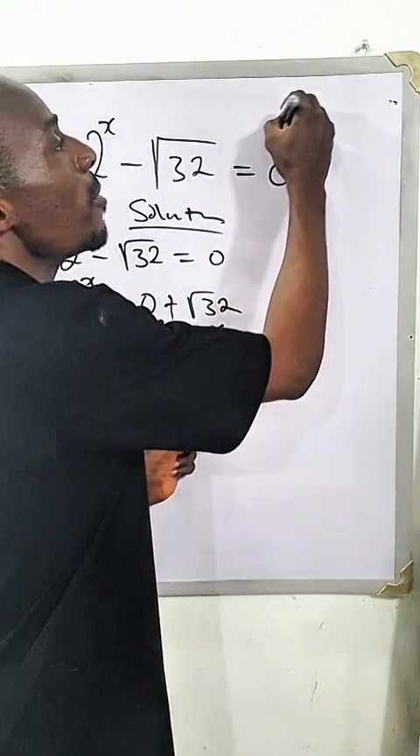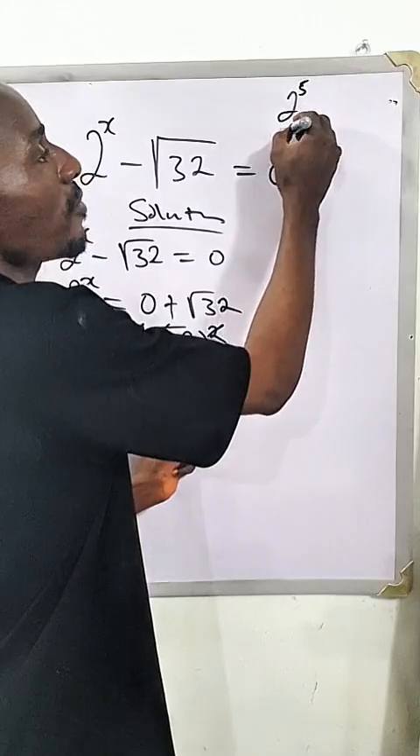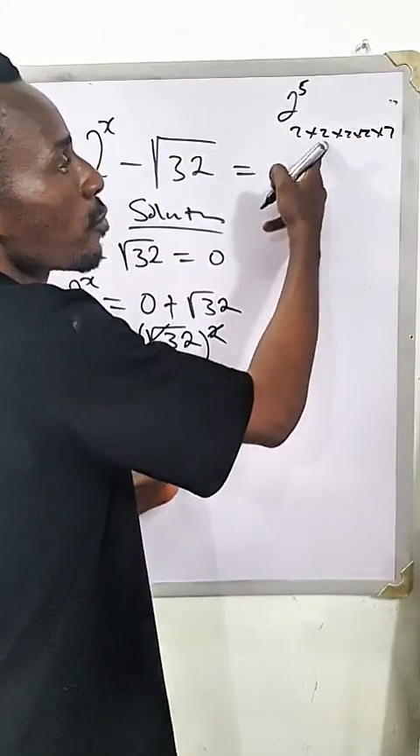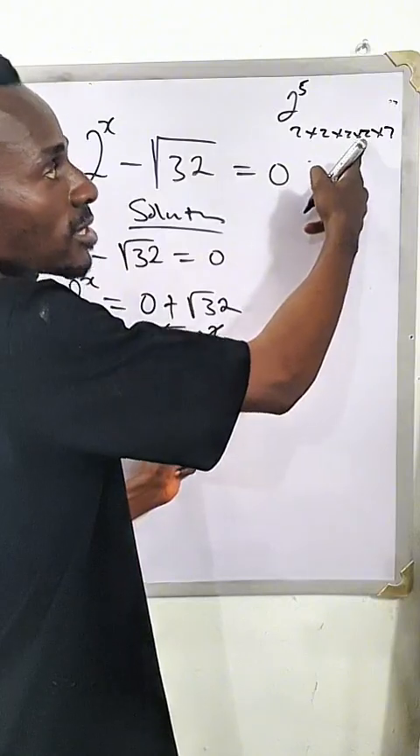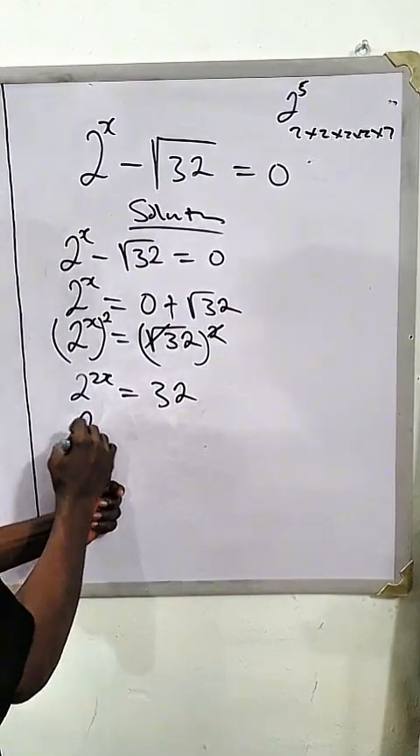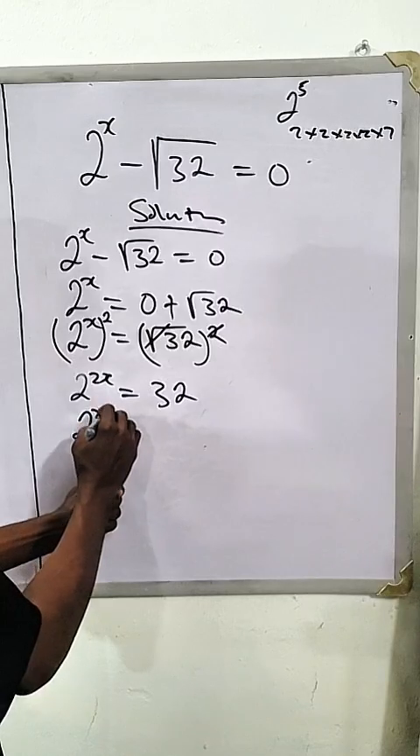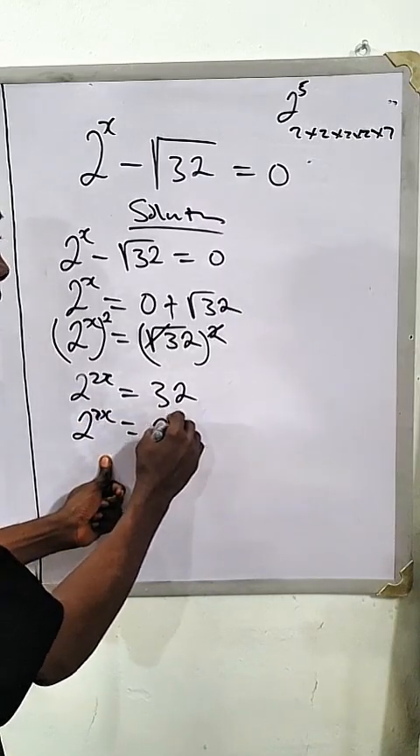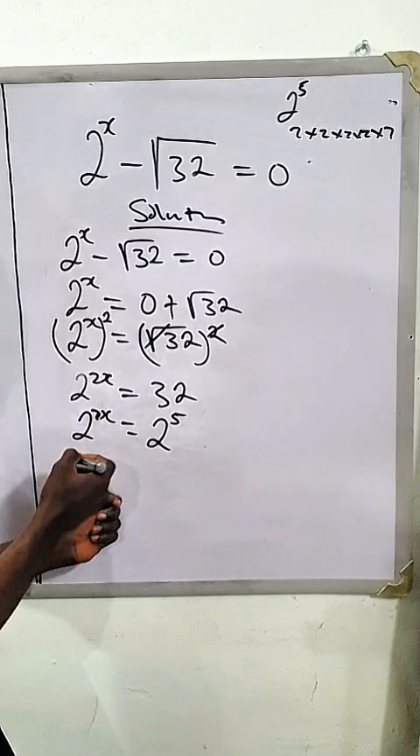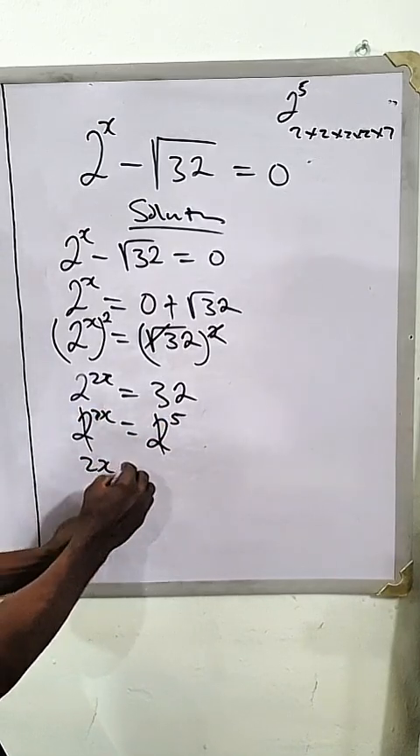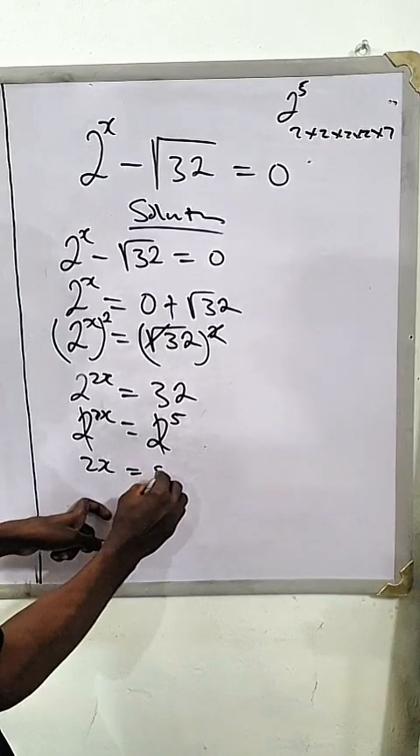2. When we raise 2 to the power of 5, we'll be having 2 times 2 times 2 times 2 times 2. 2 times 2, 4 times 2, 8 times 2, 16 times 2, 32. That means we are going to be having 2 raised to the power of 2x is equal to 2 raised to the power of 5. We are having common bases. Let's cancel them out. So we are having 2x is equal to 5.